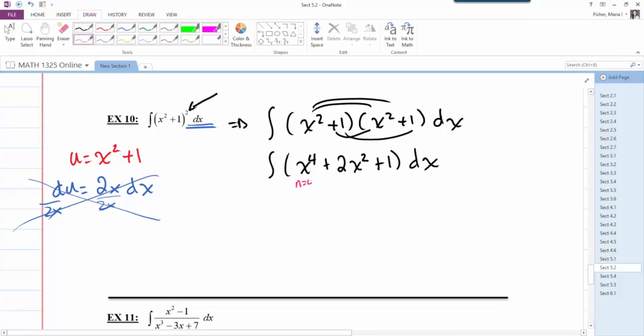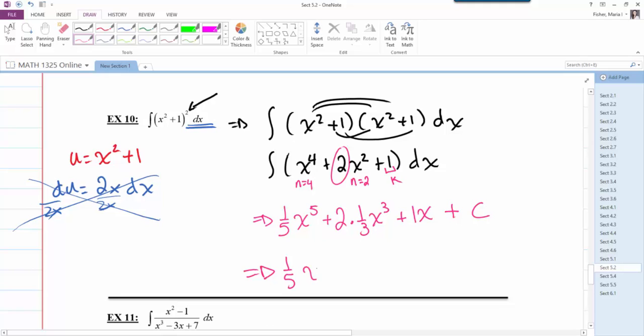So here my n is equal to 4. Therefore, I'm looking at 1 over 5 x to the 5th plus 2, which is a constant multiplier, so it multiplies along. Here my n is equal to 2. So then this is times 1 over 3 x cubed plus, this is a constant, that's a k, so that's going to be 1 times x plus c. And in the end, all I can do here is place these two on top of each other. So this is 2/3 x cubed, and I don't really need the coefficient of 1, plus c.